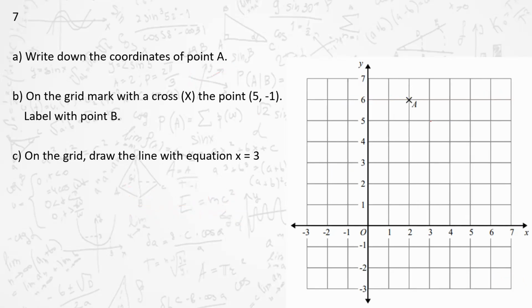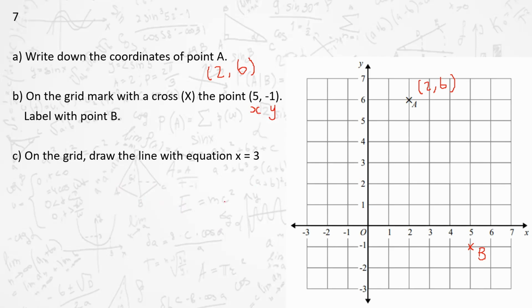Next one, question 7. Write down the coordinates of point A. So my A is on the top here. X is 2, y is 6. So the answer is 2, 6. On the grid, mark with a cross x the point 5, minus 1. Label with point B. So x is 5, y is minus 1, so it's down below, labeled with B.